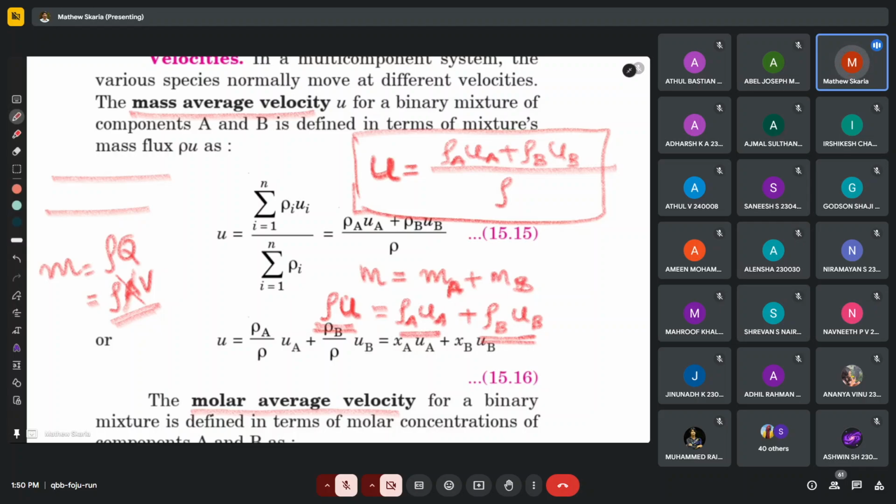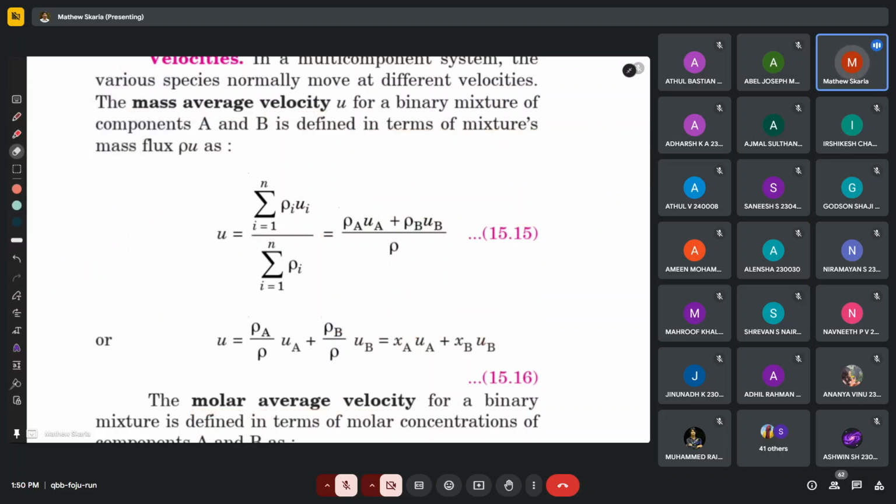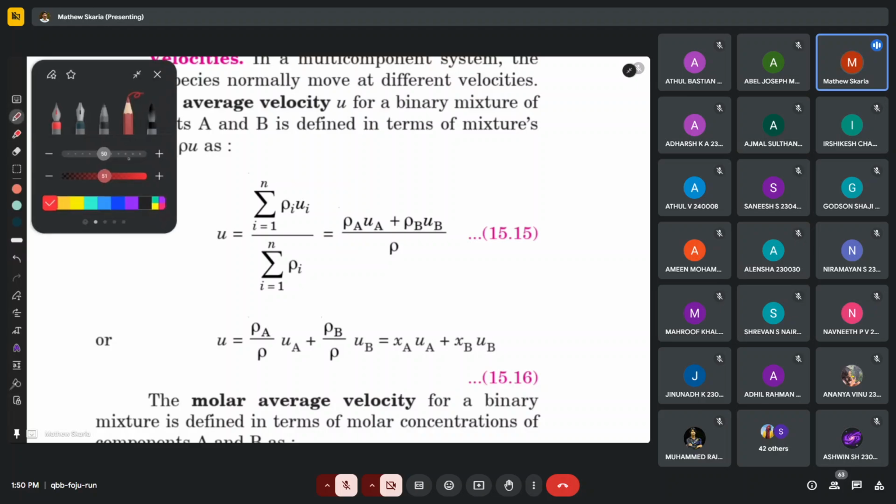So if the number of species is larger, we can write in this form: summation from i equal to 1 to n of rho i ui divided by summation from i equal to 1 to n of rho i. Okay. So this expression, that is u, is called the mass average velocity. Even if you remember the definition, the basic equation, we can get it from the basic principles.